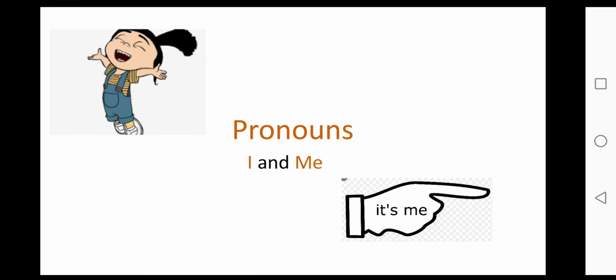In today's English class, we will talk about pronouns, and we will talk about two pronouns, I and me. Now, we use these two pronouns if we are talking about ourselves.